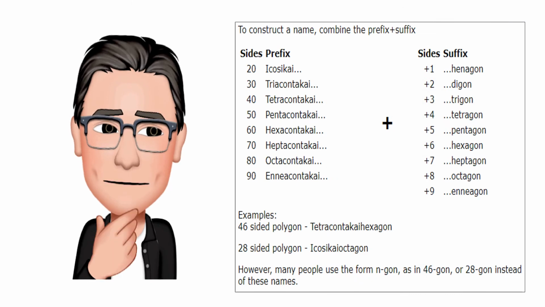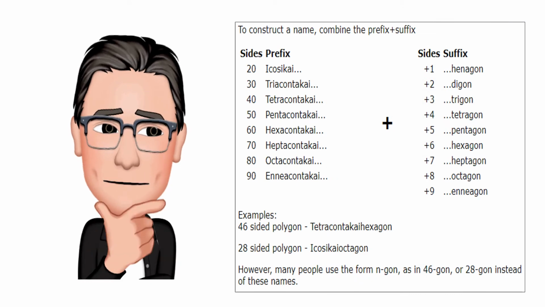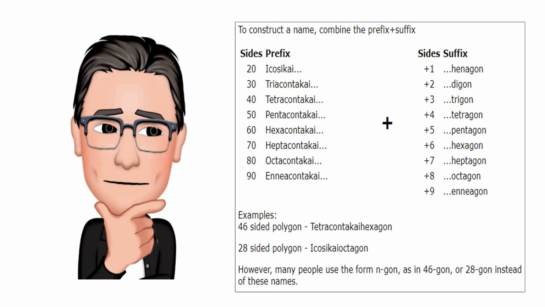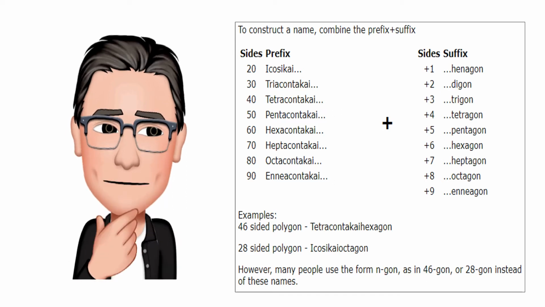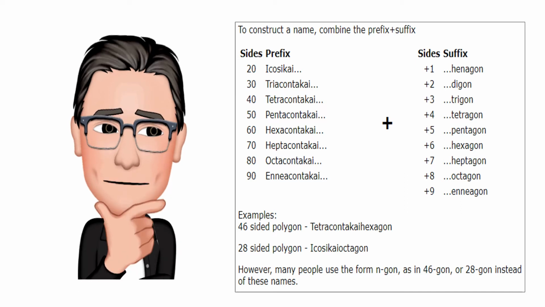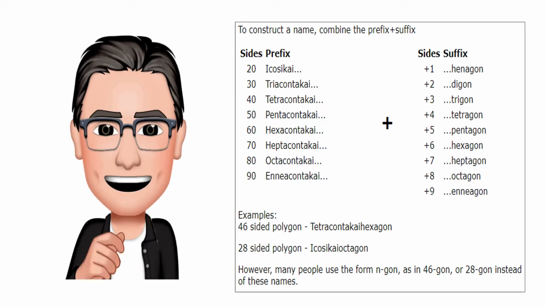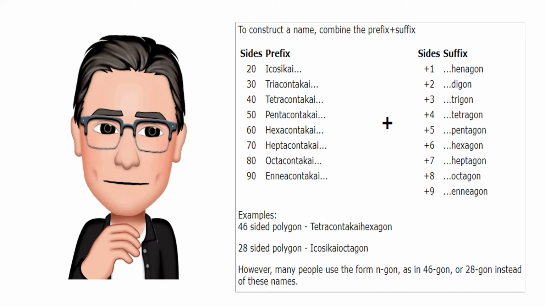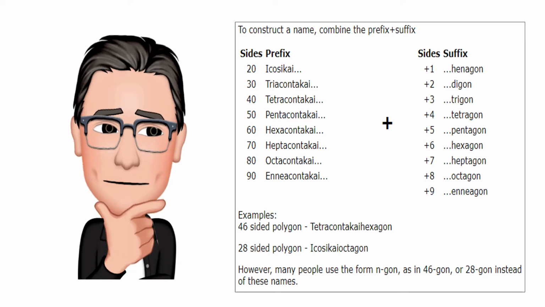To construct a name, combine the prefix plus suffix. Sides, prefix: 20 icosachi, 30 triacontachi, 40 tetracontachi, 50 pentacontachi, 60 hexacontachi, 70 heptacontachi, 80 octacontachi, 90 enneacontachi. Plus side suffix: plus 1, henagon; plus 2, digon; plus 3, trigon; plus 4, tetragon; plus 5, pentagon; plus 6, hexagon; plus 7, heptagon; plus 8, octagon; plus 9, enneagon.